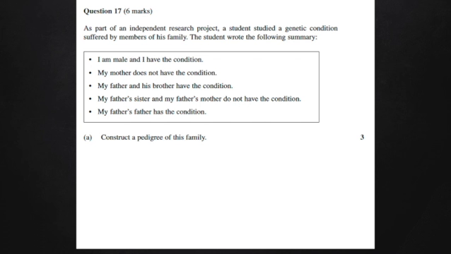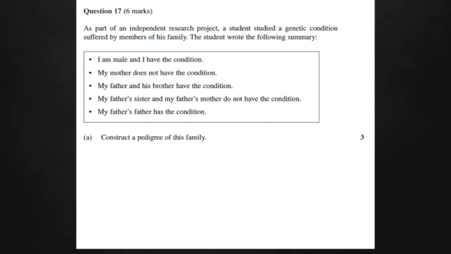So what you would do is start at the bottom using a square, obviously, for male, and work your way up just using the information that's given to you in these dot points here. I'm a male, I have the condition, so you draw a square, colour it in. You would then go up and draw your mum and your dad above it. So the circle, mother does not have the condition. She would be a circle that's not coloured in. Father and his brother have the condition. So the father, you'd make a square and colour that one in.